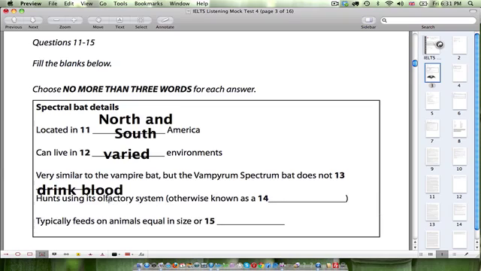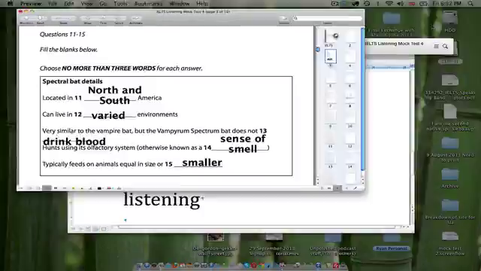Hunting using its olfactory system. Now you heard that keyword in the listening, and then he goes on to explain that this is a word that means the sense of smell. And we knew that this was going to be a noun because we had a. Typically feeds on animals equal in size, or we knew it was going to be something about size, smaller. And then he shares information that we don't need. It eats small lizards, it eats other bats. Okay, let's continue.